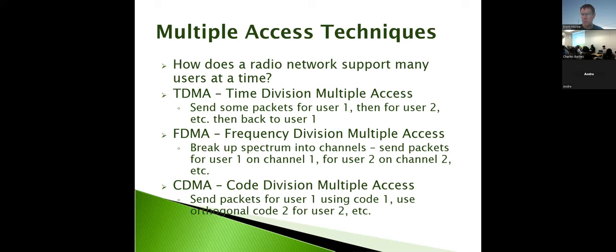Then we talked in our spread spectrum lecture briefly about code division multiple access, where we're chopping up a signal using a specific code. If we have an orthogonal set of these spreading codes, then we can assign a code to user one, a different code to user two, a different code to user three, and so on. We can support a number of different users talking simultaneously on that channel, using the idea of spread spectrum with orthogonal spreading codes to isolate each one at the receiver.